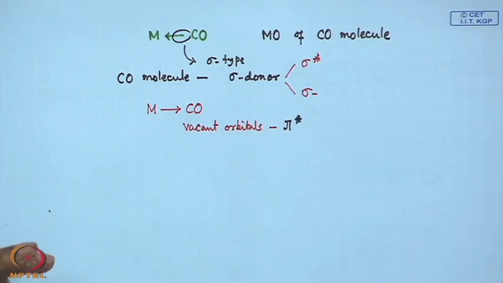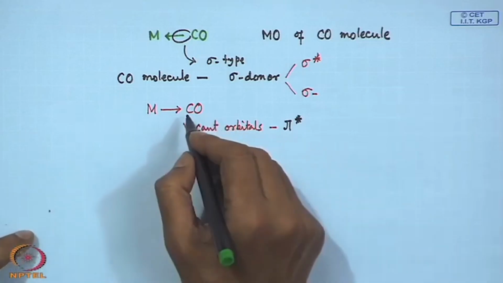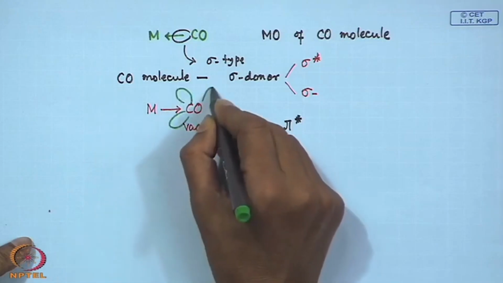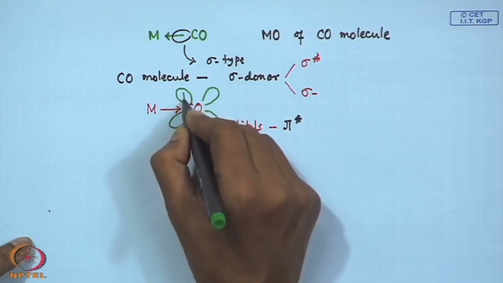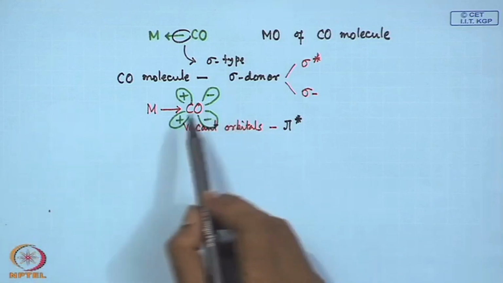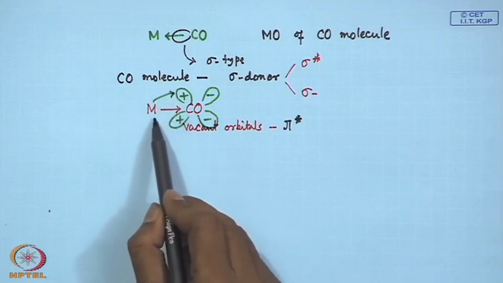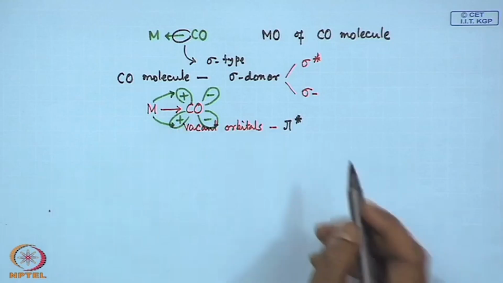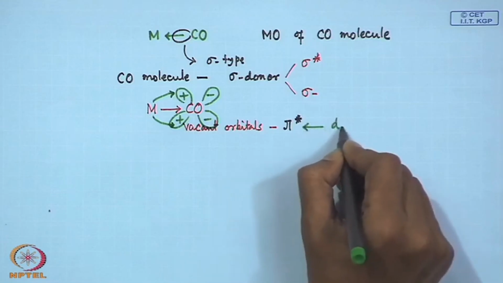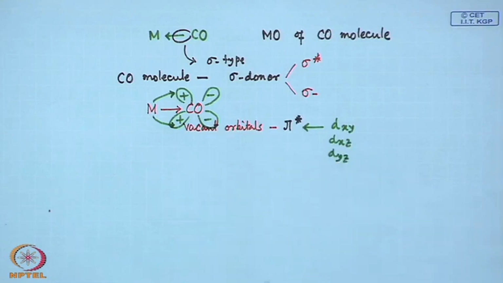So, if we have these pi star orbitals, as we have seen for the case of the ethylene molecule, this carbon monoxide molecule can also have the corresponding antibonding orbitals, and if these antibonding orbitals are utilized for acceptance of the electron density from the metal side, the metal will push the electron density from left to right, and this pi star level can be a good acceptor from metal dxy or metal dxz or metal dyz orbitals.